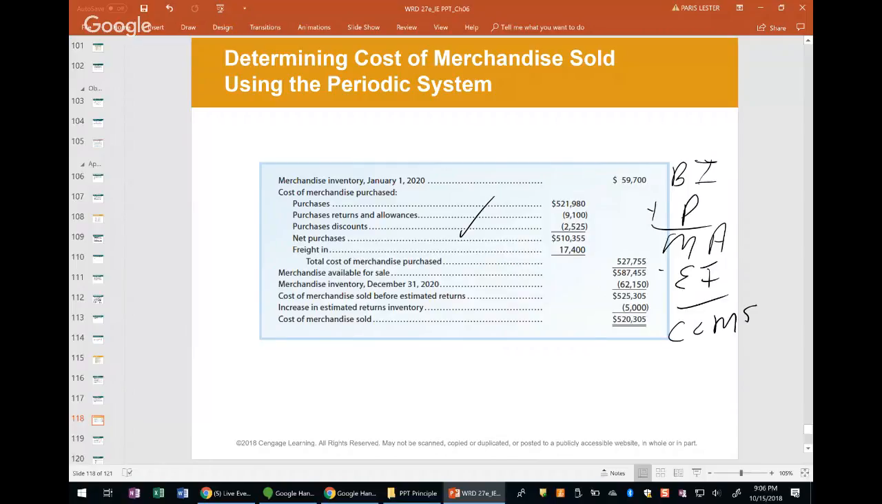Now that's the same thing we're saying here. However, to get net purchases, we had to subtract returns and allowances and discounts and add freight in. All right, we got net purchases, we added freight in, we got total cost of merchandise purchased. It's not a bad method, okay? But I like perpetual better.